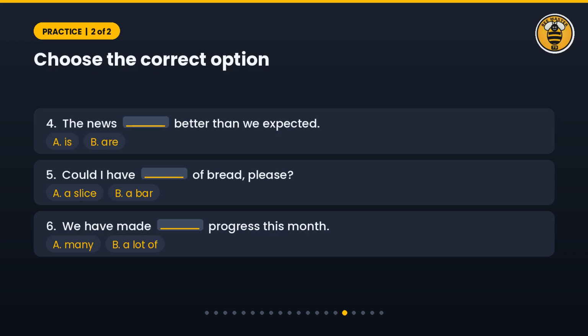Here are the last 3. Question 4. The news blank better than we expected. A, is, or B, are. Question 5. Could I have blank of bread, please? A, slice, or B, a bar. Question 6. We have made blank progress this month. A, many, or B, a lot of.